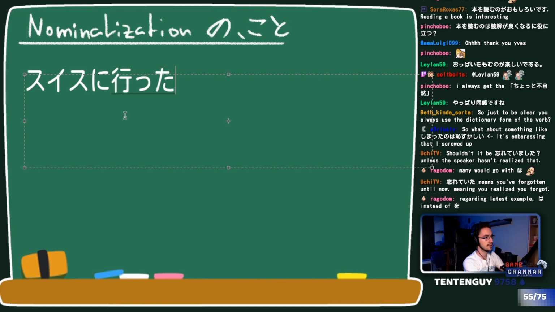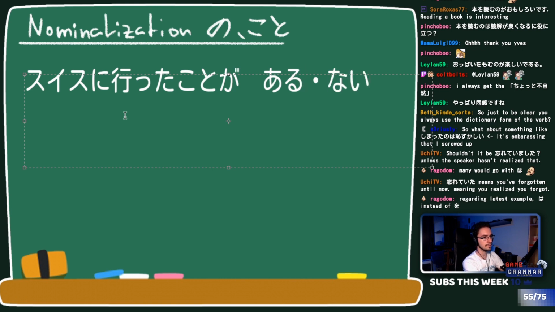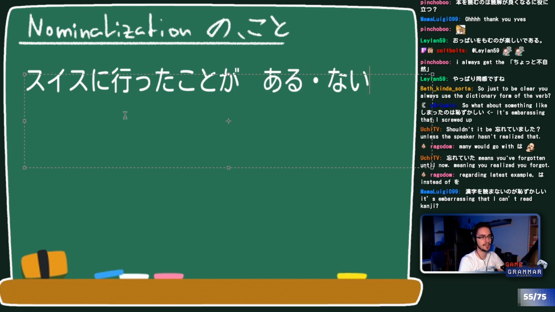There, ni itta koto ga, and then we can either say, I'm gonna make a space, aru or nai, for example, right? Or you could say arimasu or nai desu, either way.